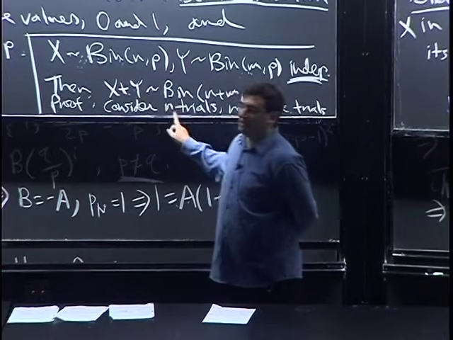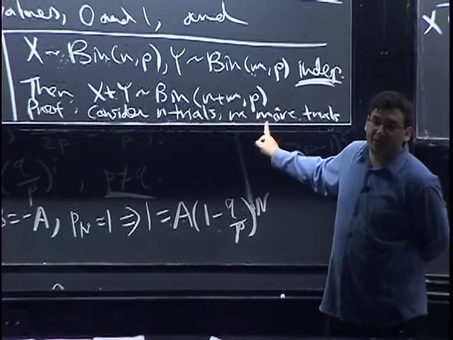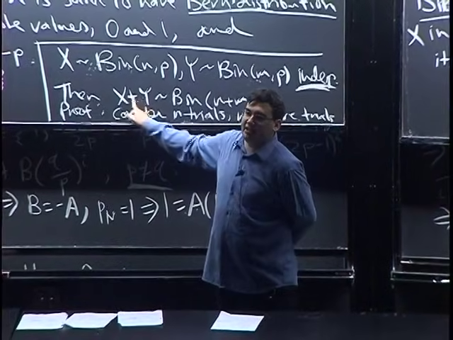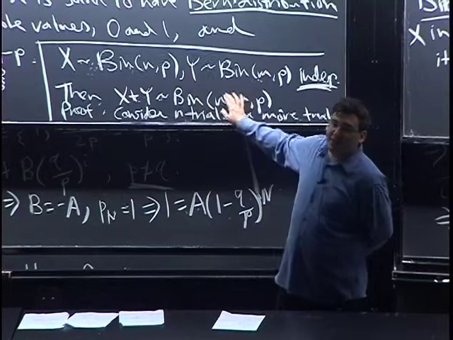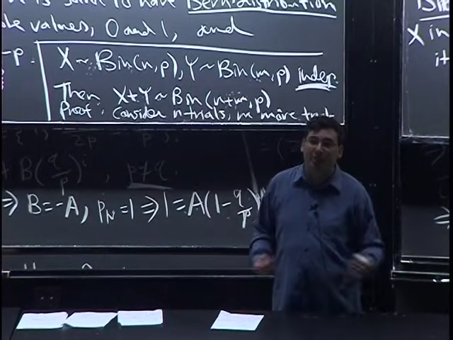X is the number of successes in the first n trials. Y is the number of successes in the remaining m trials. So just count the total number of successes, that's x plus y. Therefore, by definition, that's binomial. So we can prove this immediately without any equations at all. Later, we'll talk more about the equation.